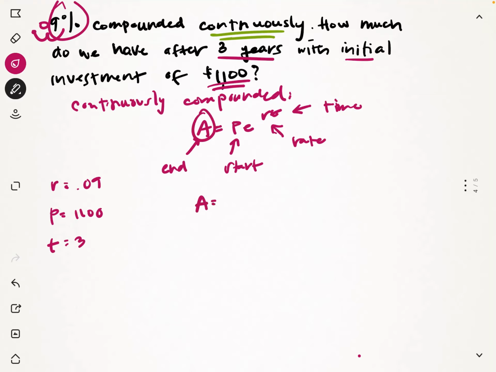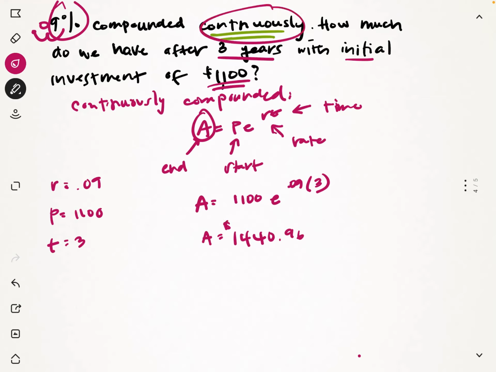Okay, so A is equal to 1,100 e to the r, which is 0.09 times 3 years. And we're going to use our calculators. 1100 e to the 0.09 times 3, and we get $1,440.96. Okay, so not too bad.